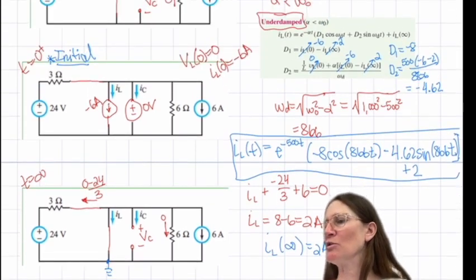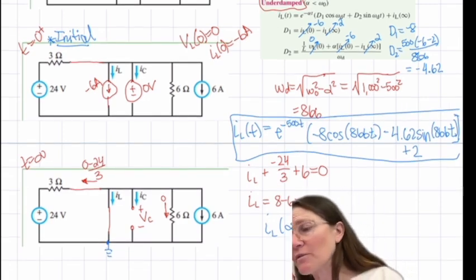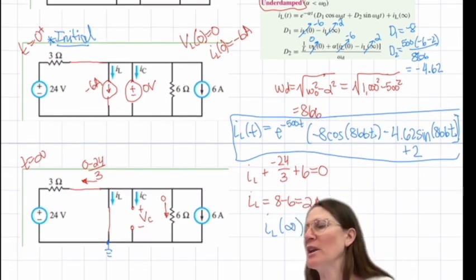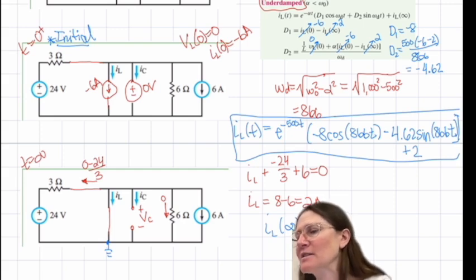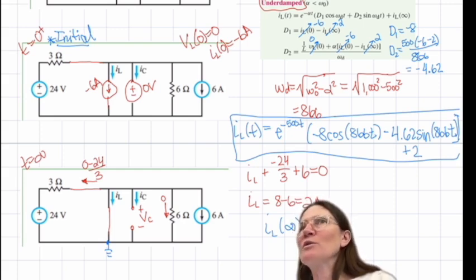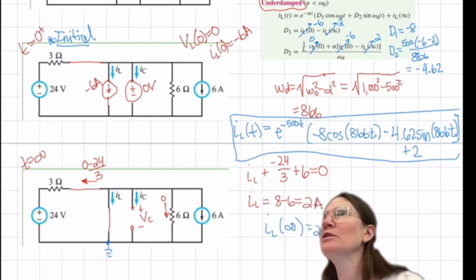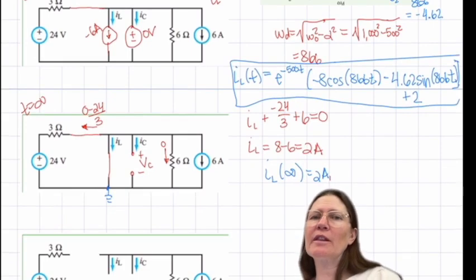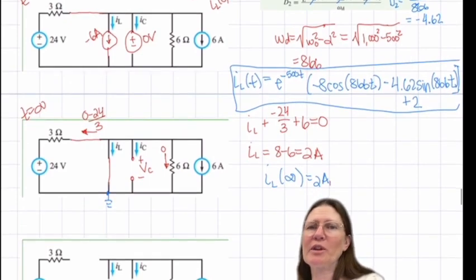Plugging those back into the equation, you get IL of t is equal to e to the minus alpha, which was 500t. D1 is minus 6 minus 2, so minus 8 cosine, and then omega d ends up being 866t. And then D2, your VL of 0 is 0, so then it's alpha, which is 500, times minus 6 minus 2 over the 866. And that ends up being minus 4.62. And then you have plus IL at infinity, which is 2. So that's a plus 2 tacked on there.